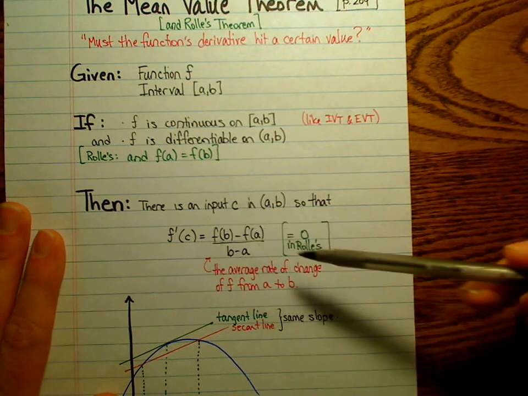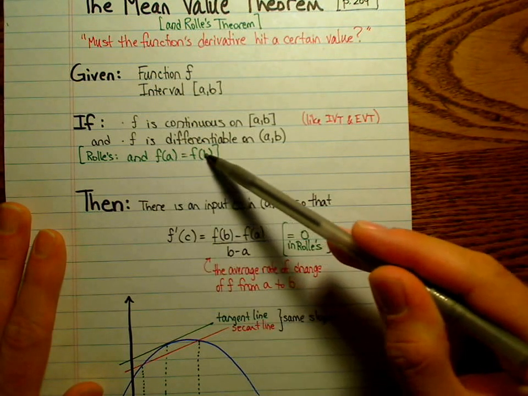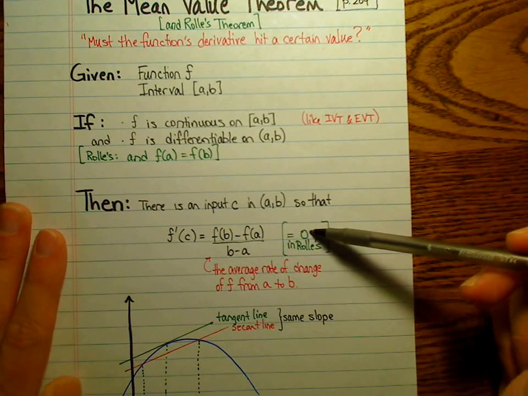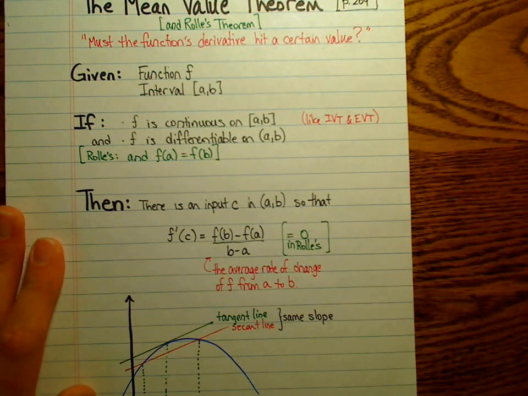For Rolle's theorem, it says it's equal to 0, but it's really the same thing that the mean value theorem tells you. Because if you know that f of a and f of b are equal to each other, then this numerator is going to end up being 0. And so, yeah, of course, it's 0. So there's nothing that Rolle's theorem says that the mean value theorem doesn't also say.